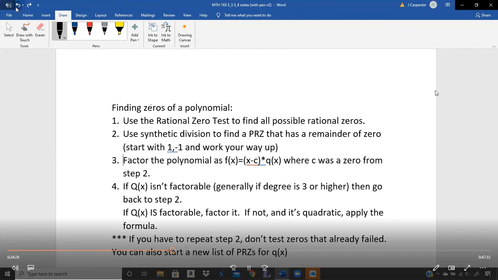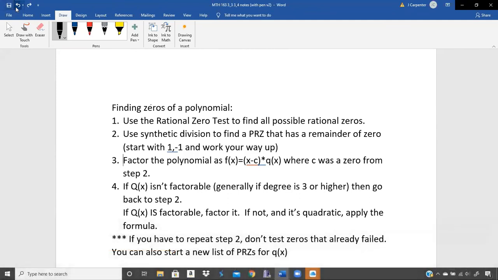if that quotient isn't factorable, generally meaning it's got a degree of 3 or higher, if it's quadratic, then you're going to factor it or do the quadratic formula or complete the square or square root property, whatever would work for it. But if that's a cubic or higher, usually you're going to have to just go back to step 2, which is do the synthetic division to find one that spits out a remainder of 0. So there's a repeating process here.